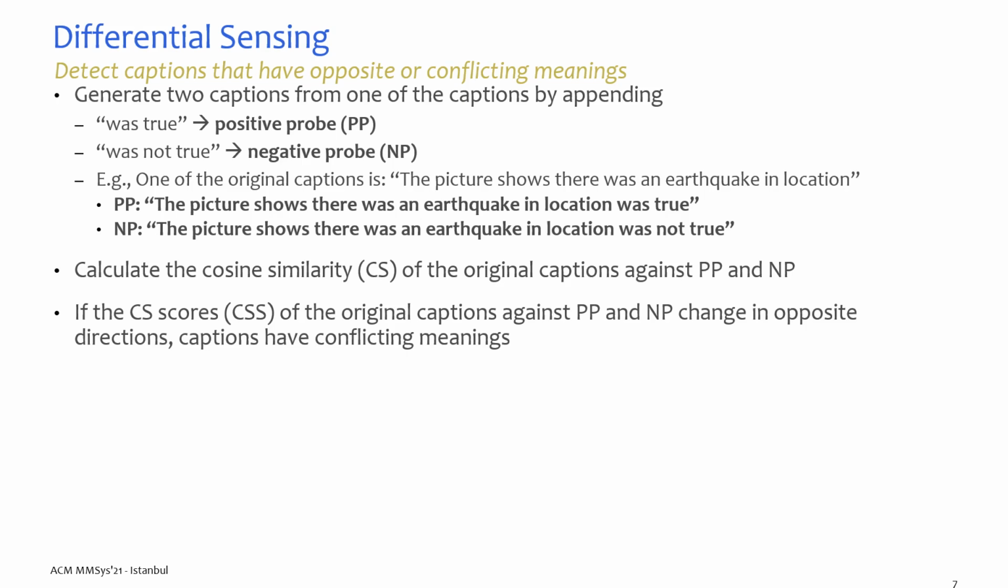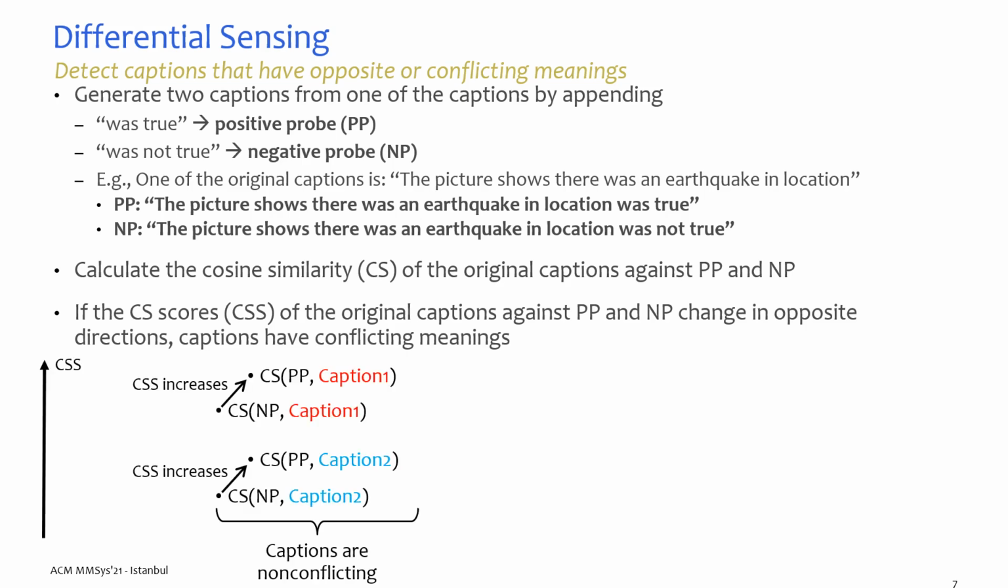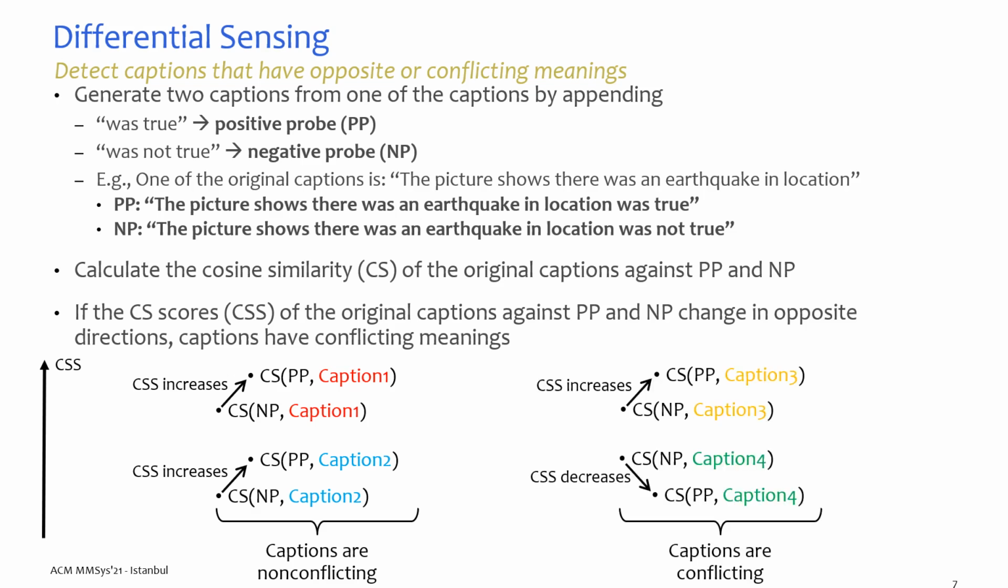So in the diagram on this slide, caption 1 and caption 2 have non-conflicting meanings because switching from the negative probe to the positive probe, the cosine similarity score increases for both captions. On the other hand, caption 3 and caption 4 have conflicting meanings because switching from the negative probe to the positive probe, while the similarity score against caption 3 increases, the score against caption 4 decreases.